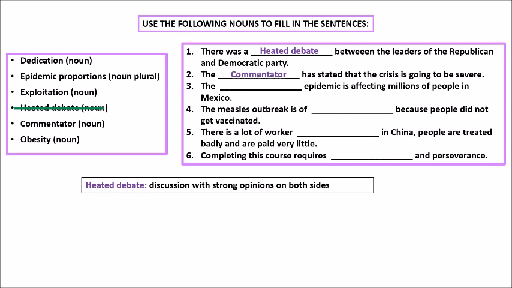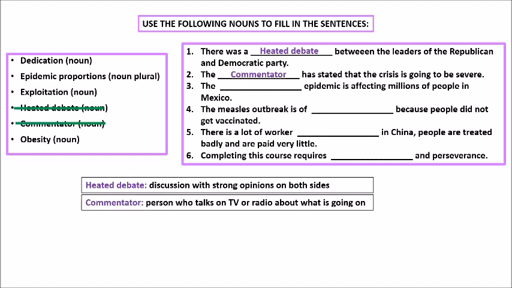Okay, number 2, the commentator has stated that the crisis is going to be severe. So a commentator in this case would be a person who talks on TV or radio about what is going on. For example, Javier Alatorre, who had a discussion or went against López-Gatell's advice regarding the COVID-19 pandemic, right?